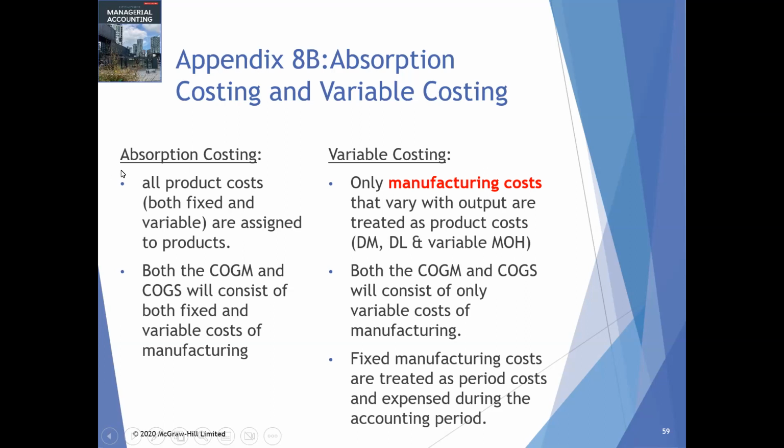On the other side, we have variable costing. Variable costing says only the manufacturing costs that vary with output are treated as product cost, meaning direct material, direct labor, and variable manufacturing overheads. So both cost of goods manufactured and cost of goods sold will consist of only the variable cost of manufacturing. That is variable costing. Fixed manufacturing costs are treated as period costs and expensed during the accounting period.